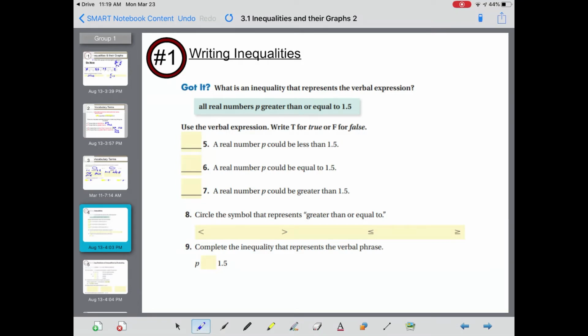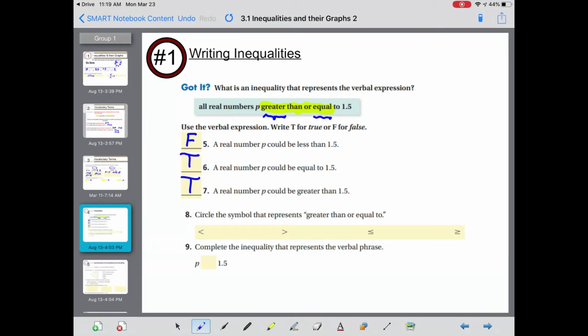Writing inequalities. What is an inequality that represents the verbal expression? It says all real numbers p, and then it gives us two pieces, greater than or equal to 1.5. So we're going to write whether these statements are true or false for 5, 6, or 7. A real number p could be less than 1.5. Well, it says greater here, so that must be false. A real number p could equal 1.5. Well, it does say equal, so that's true. A real number p could be greater than 1.5. Again, it says greater. That is a true statement.